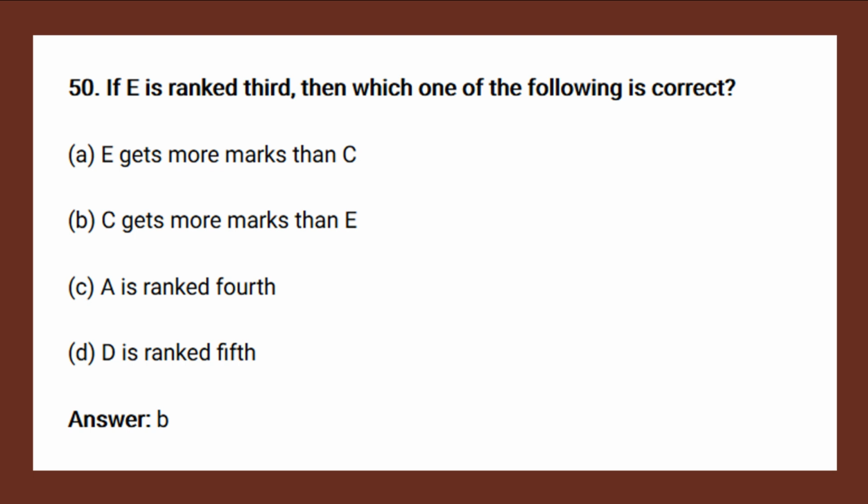Next question 50. This is also based on the same question 48 passage. If E is ranked third, then which one of the following is correct? Option A, E gets more marks than C. Option B, C gets more marks than E. Option C, A is ranked fourth. Option D, D is ranked fifth. And the answer is option B, C gets more marks than E.